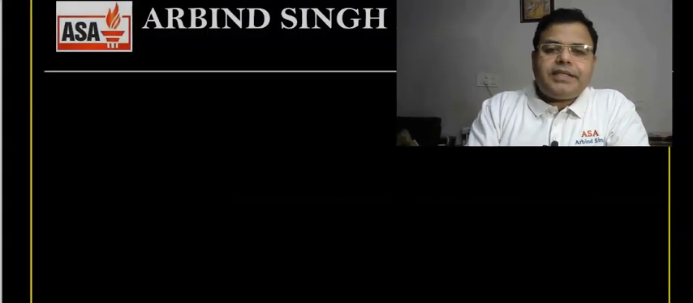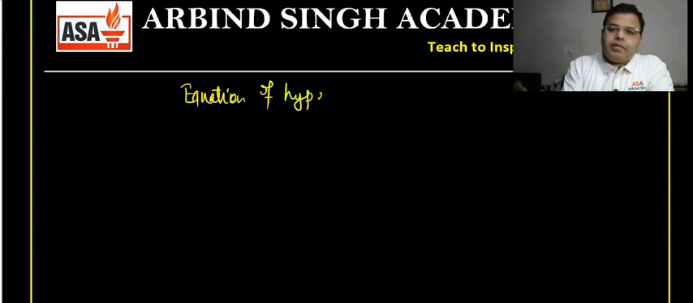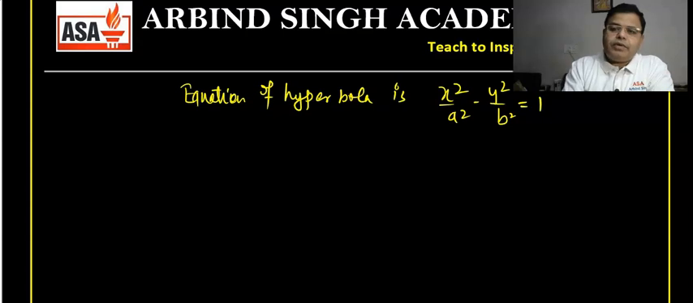We are discussing conic sections, and this is the second lecture on hyperbola and the 11th lecture on conic sections. Let us discuss more about the hyperbola, and then we will solve some questions as well. In the previous lecture we derived that the equation of the hyperbola is x square by a square minus y square by b square is equal to 1.